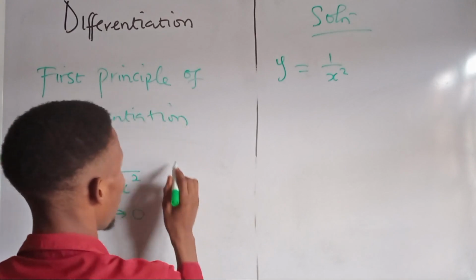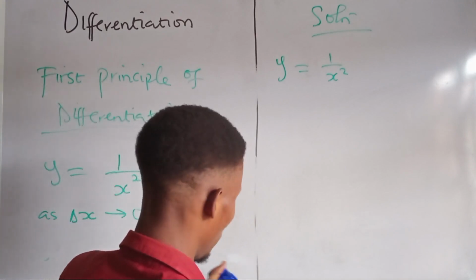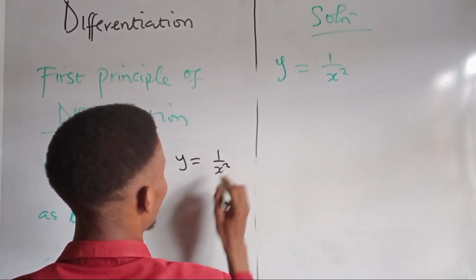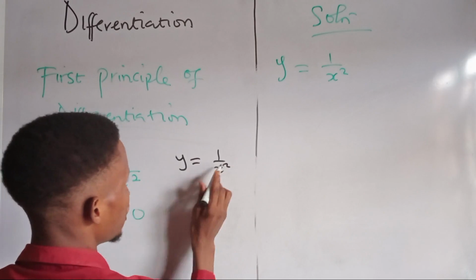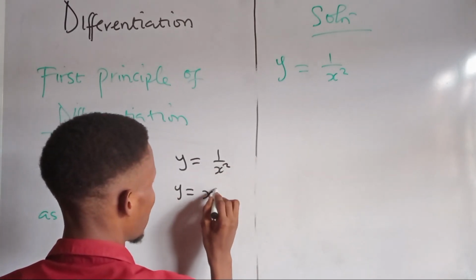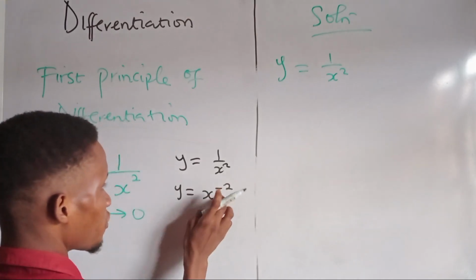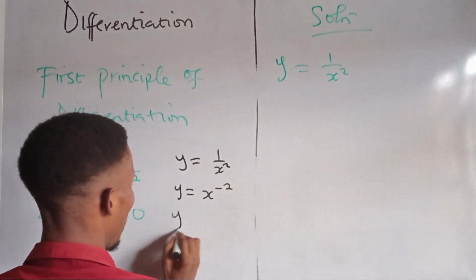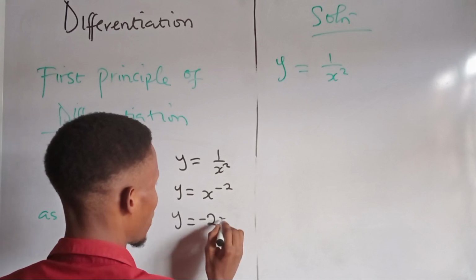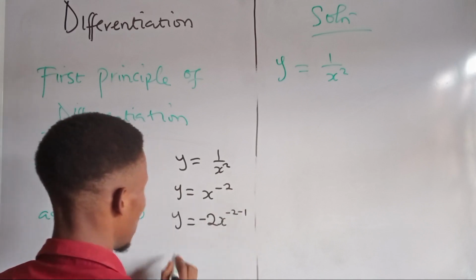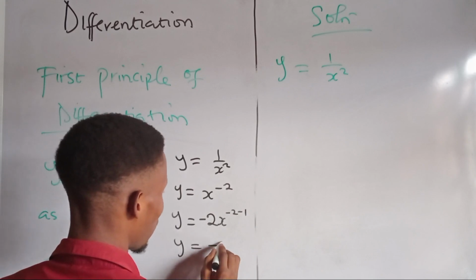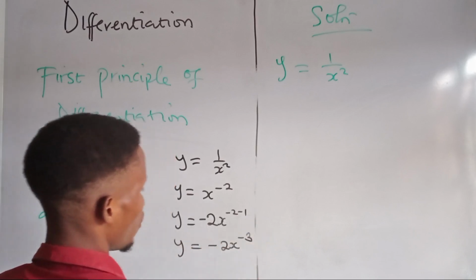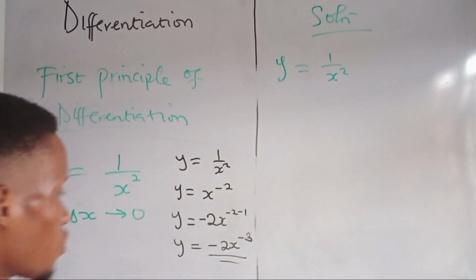We are given y equals 1 over s squared. How do you solve this? This is the same as y equals s raised to minus 2. If you differentiate this, the minus 2 will come here, then the power decreases by 1. So we have y equals minus 2s raised to minus 2 minus 1. It means we have minus 2s raised to minus 3. So this is the differential form that we're going to have.